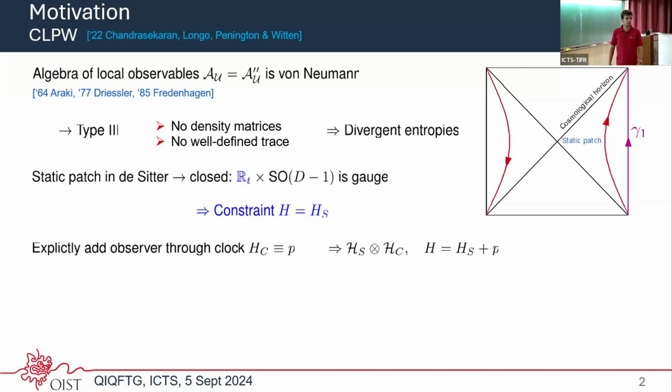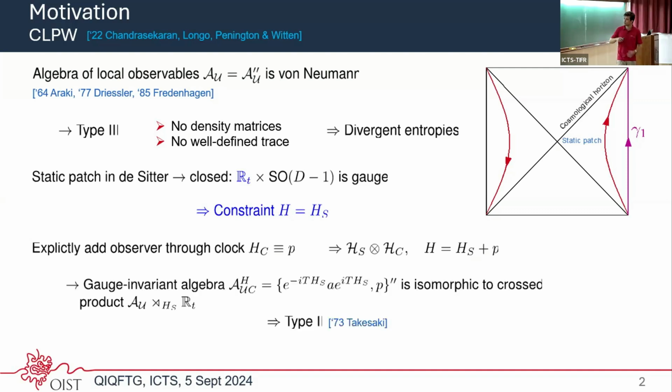So instead, what the authors considered is to physically model this observer along this world line. So we add this momentum, which we call a clock in our paper. They add this observer P, and in their original paper it was called Q, but for notation we just call it P. We go to the kinematical Hilbert space, with a factorization between the system, which is just de Sitter, and this observer Hilbert space. And our constraint is now H_S plus this P.